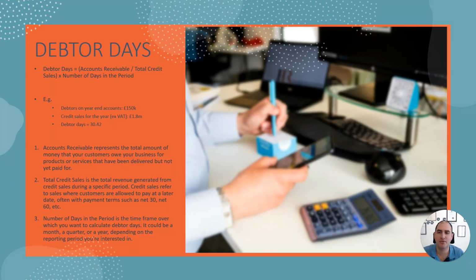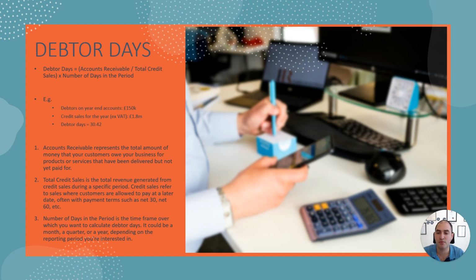Debtor days is accounts receivable over the total credit sales times the number of days in the period. For example, if your debtors on the year-end accounts is £150,000 and your credit sales in the year, excluding VAT, is £1.8 million, your debtor days are 30.42 days.